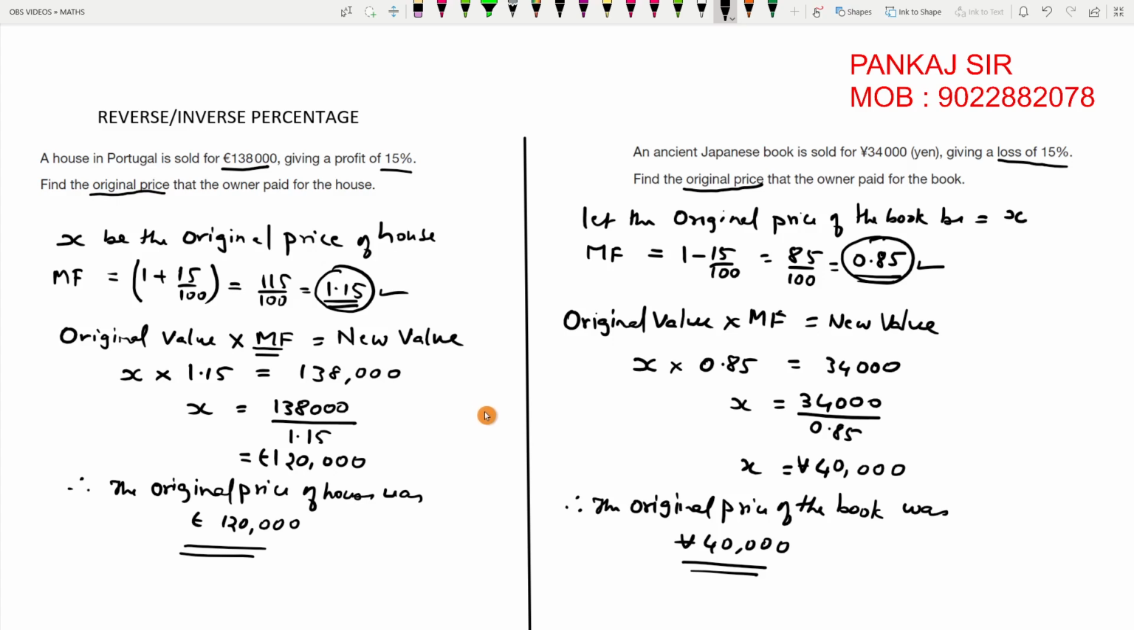So I hope that must have made a lot of clarity about this reverse or the inverse percentage.